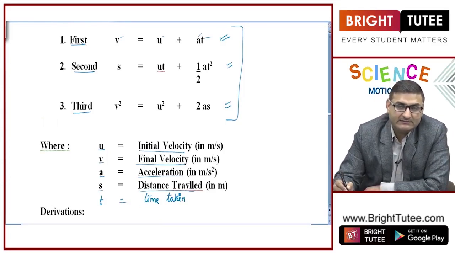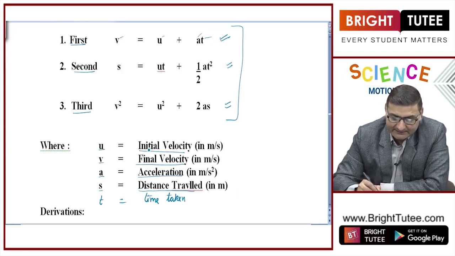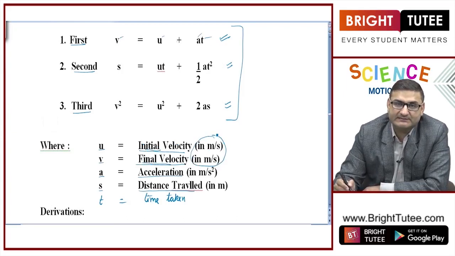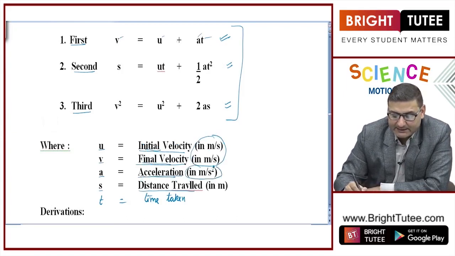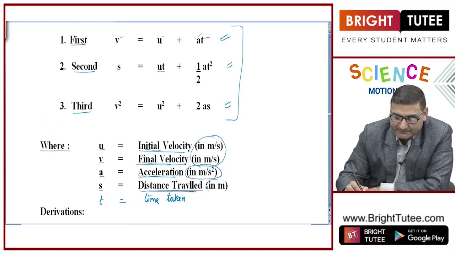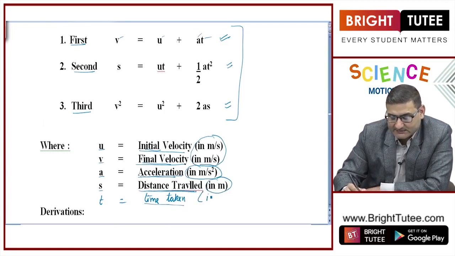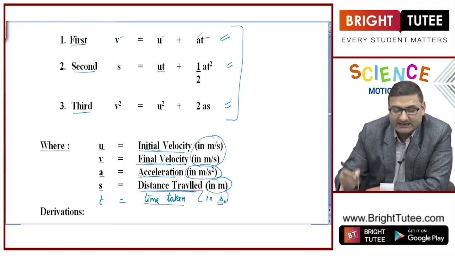Along with these, we also must know their SI units. The velocity, whether initial or final, is expressed in meter per second. Acceleration is expressed in meter per second square. Distance travelled is measured in meters, and time taken is expressed in seconds.